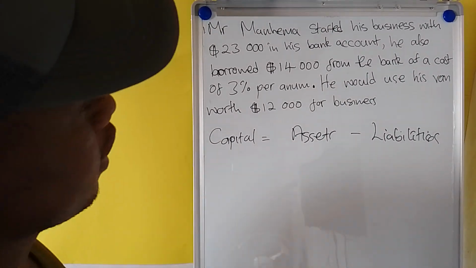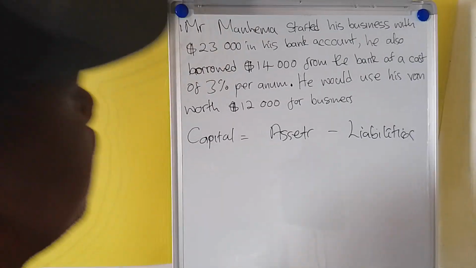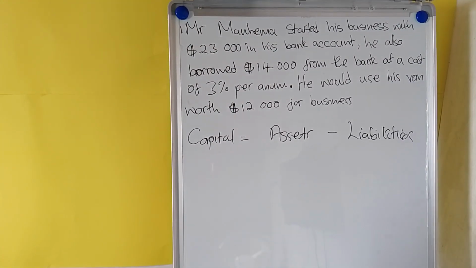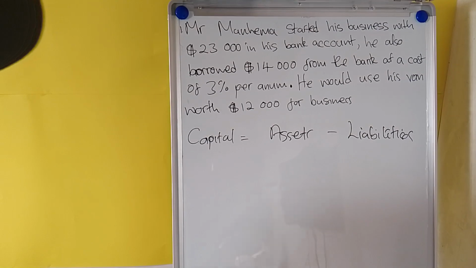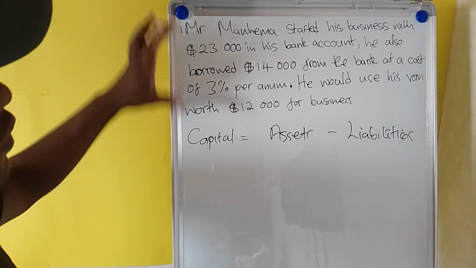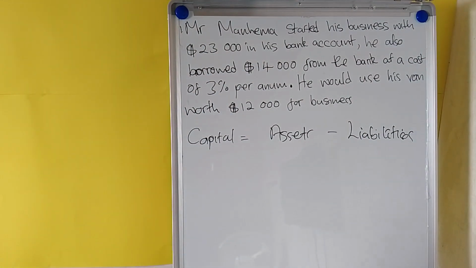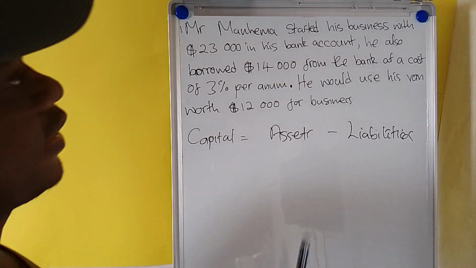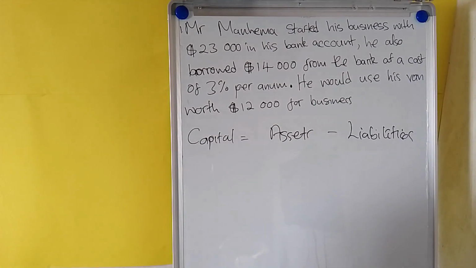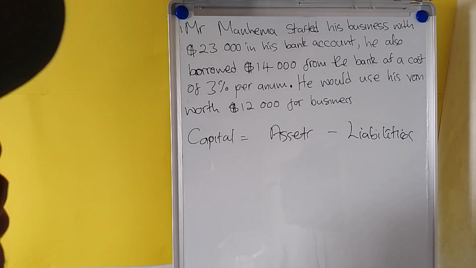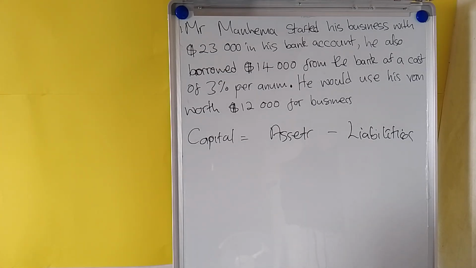Now let's look at how the accounting equation helps in the recording of financial transactions. Now let's see, we've got these three statements. The first statement says Mr. Manema started his business with $23,000 in his bank account. He also borrowed $14,000 from the bank at the cost of 3% per annum. He would use his van worth $12,000 for the business.